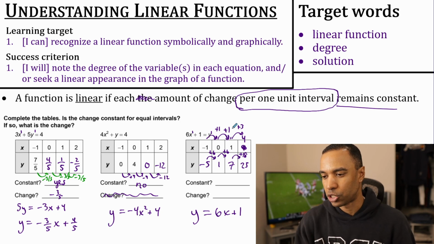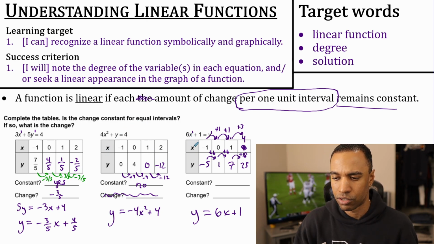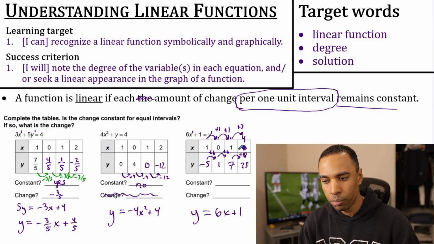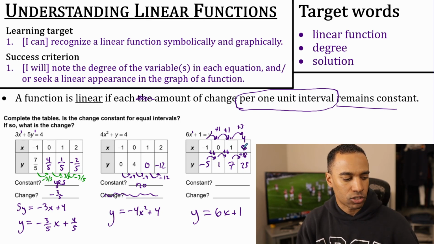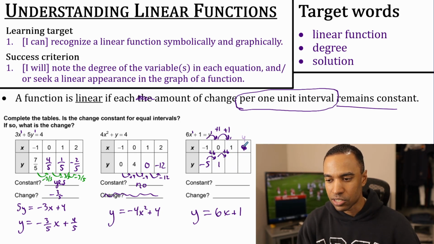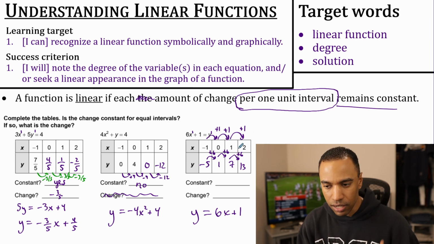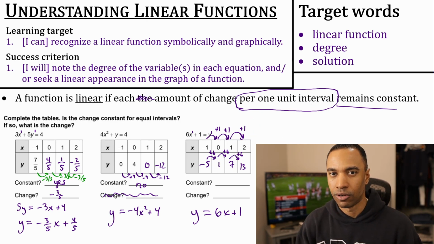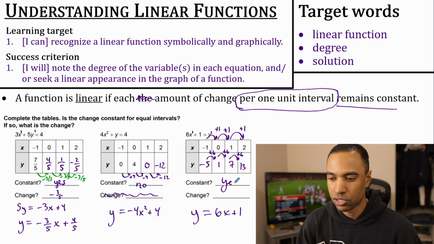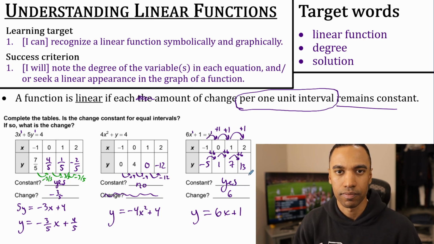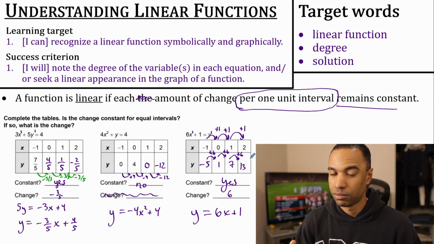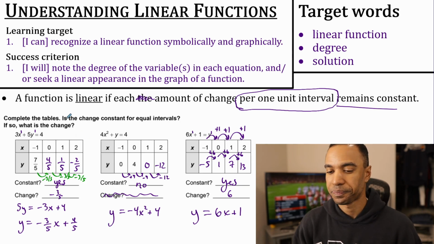We're going to be doing more fraction reduction like that a little bit later in this video, probably when we hit the slope stuff. But it doesn't matter how that's written. The point is, it still does have a constant rate per 1 unit interval. Yes, the change is 6. 6 per 1. 6 y's per 1 x.